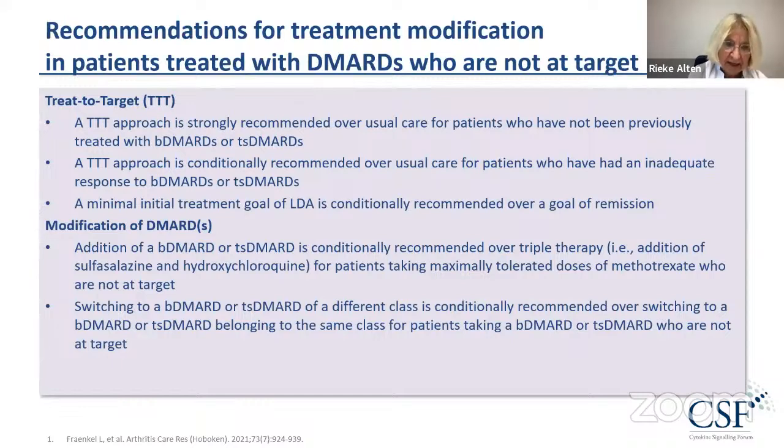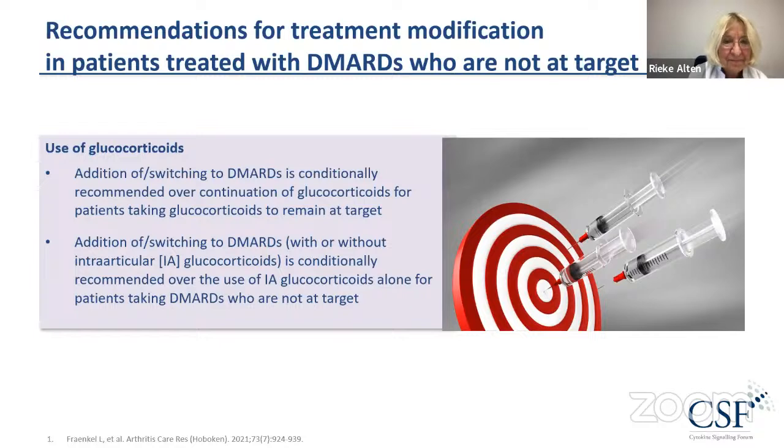Next, please. Now I go over to some guidelines. We have the recently published American guidelines. They also have written treat to target on their agenda, and also the modification of DMARDs, especially the addition of bio-DMARDs for those patients who are not already at a target. Next, please. So here, already the question of glucocorticoids is addressed. The addition of switching to DMARDs is conditionally recommended over continuation of glucocorticoids for patients taking glucocorticoids to remain at target. This is a very important point.